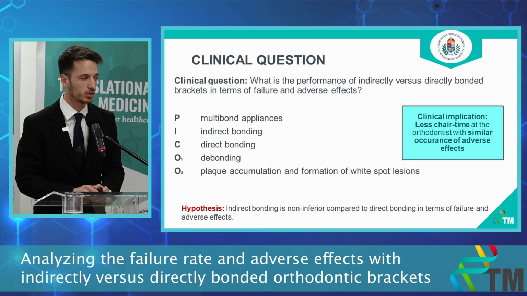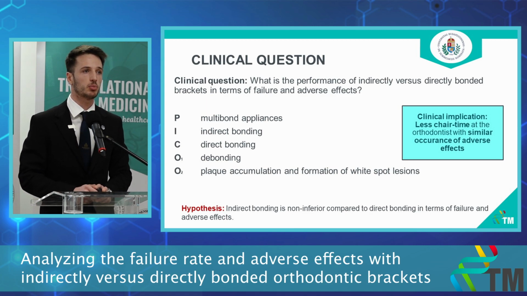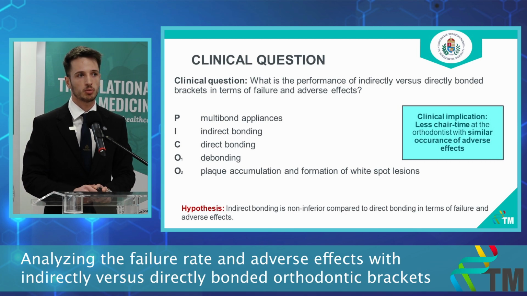The PICO framework is used here as well. The population is multi-bond appliances. The intervention is indirect bonding compared to direct bonding. The primary outcome is debonding, so the loss of brackets. The secondary outcomes are plaque accumulation and formation of white spot lesions.